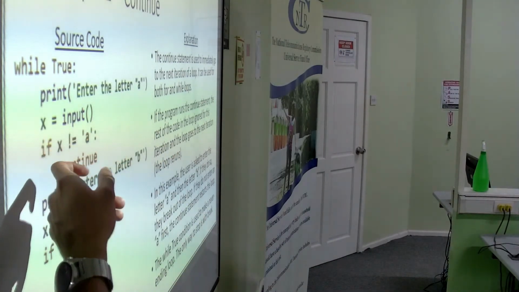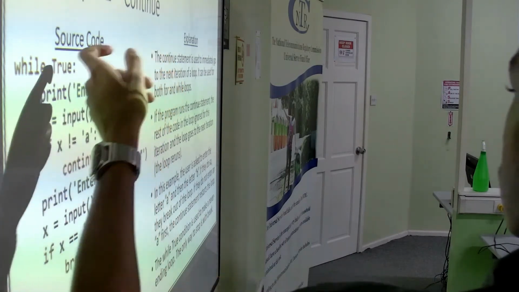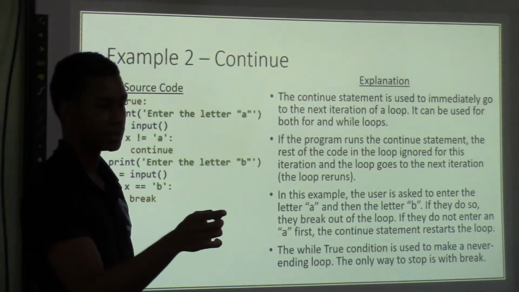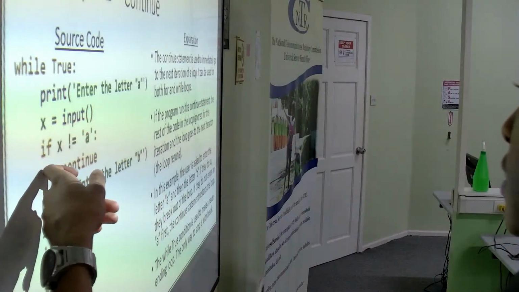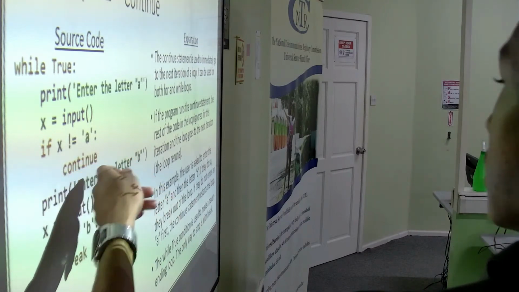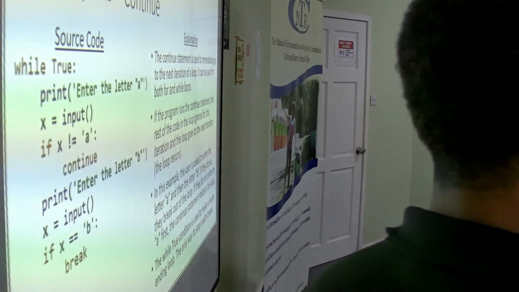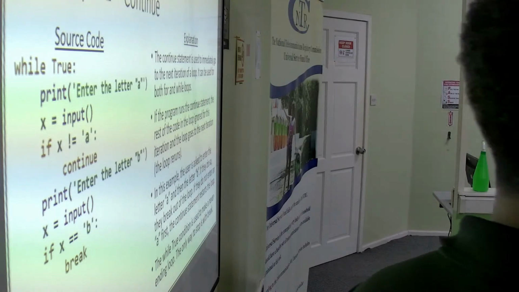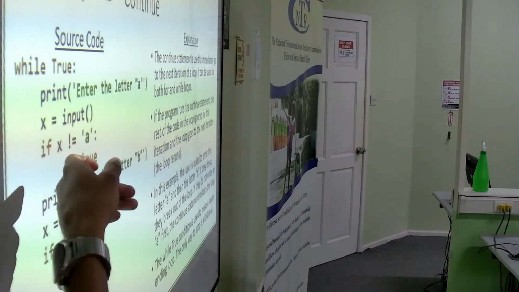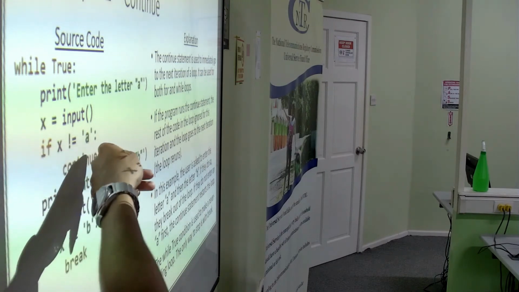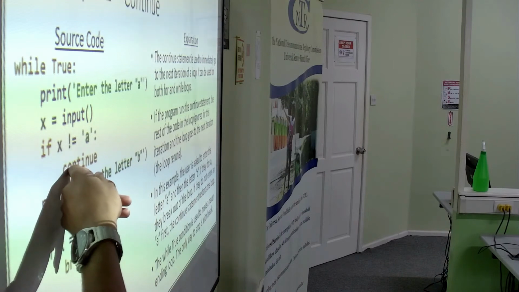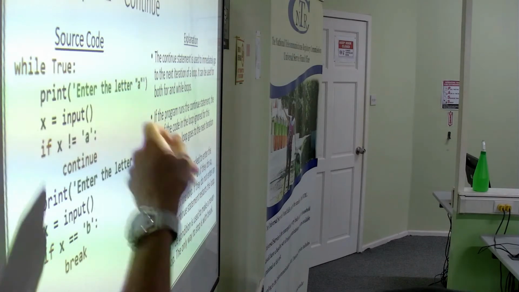C. So we're going to continue. We're going to tell you, enter the letter A. What did you enter? C. So we're going to check, C is not equal to A, right? So we're going to hit this continue function, and we're going to go back to the top. So the computer is going to ask you again, enter the letter A. D. And then we're going to check if D is equal to A. D does not equal A. So we're going to hit continue again, and we're going to go back to the top.